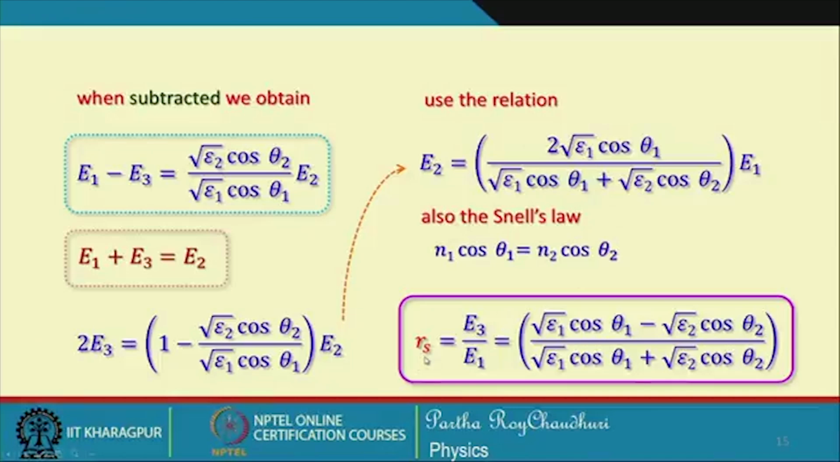So, Rs, that is E3 by E1, that is the amplitude reflection coefficient, E3 is the reflection amplitude, E1 is the incident amplitude of the electric field. So, the ratio of the reflected amplitude to the incident amplitude of the electric fields can be represented in this way, just by substituting the value of E2 in terms of E1 in this equation, we can arrive at this relation.